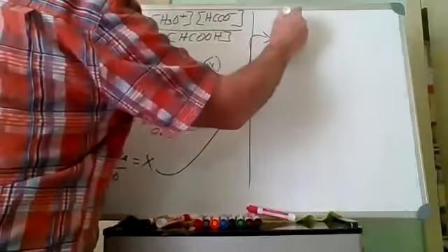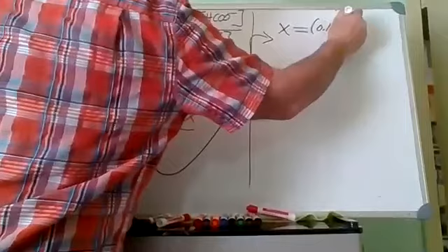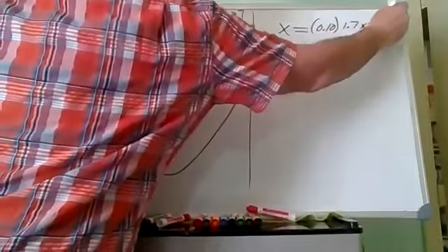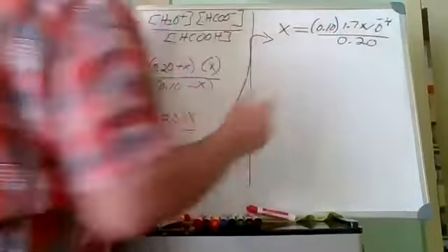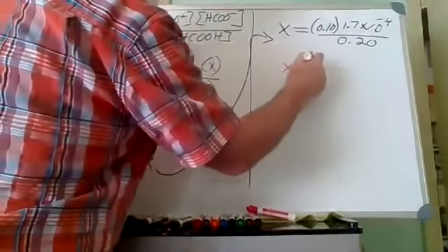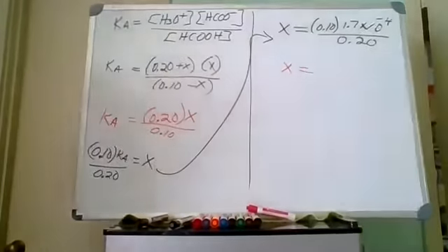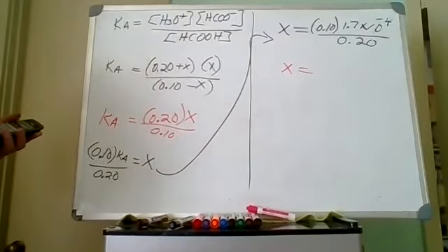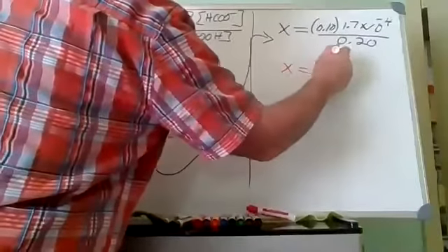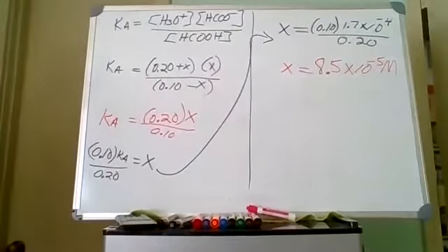Okay, so x equals, I'm going to flip that and plug in the value for Ka. So 0.10 times 1.7 times 10 to the negative fourth divided by 0.20. We don't even really need a calculator for that, but we'll do it anyway. So x equals, half of 1.7 is 0.85 times 10 to the negative fourth. In scientific notation, that is 8.5 times 10 to the negative fifth M for molar. So that is our concentration of formate anion.